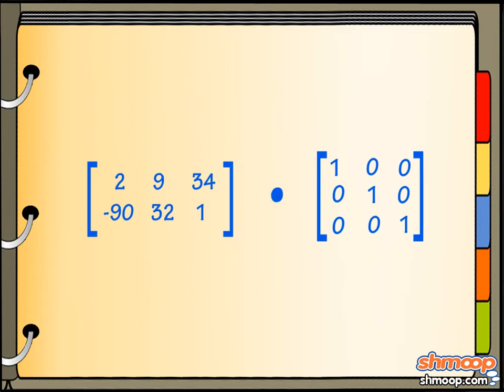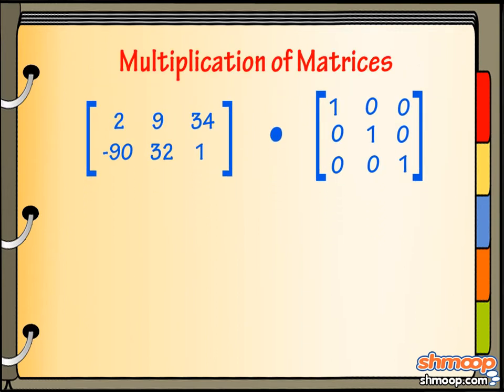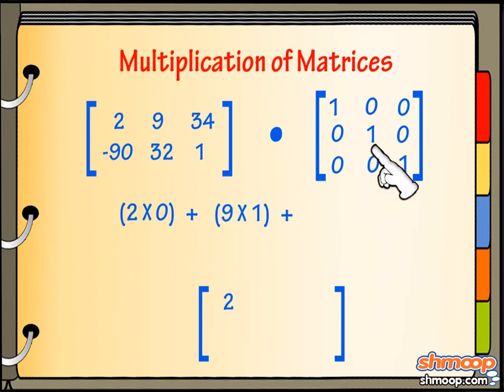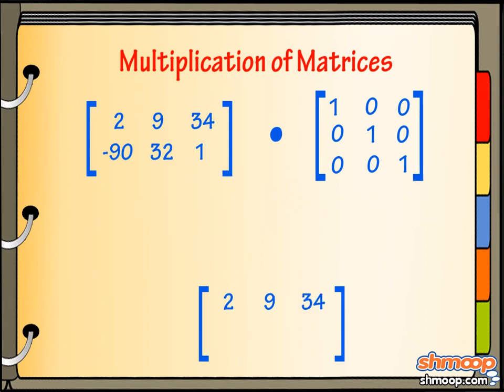Now he can multiply the two using the standard procedure of matrix multiplication. 2 times 1 plus 9 times 0 plus 34 times 0 is 2. 2 times 0 plus 9 times 1 plus 34 times 0 is 9. 2 times 0 plus 9 times 0 plus 34 times 1 is 34, and so on with the second row.